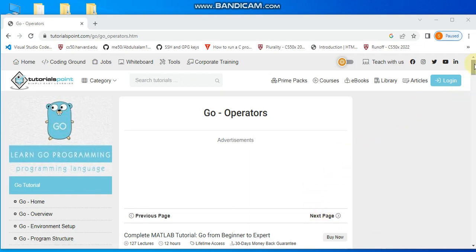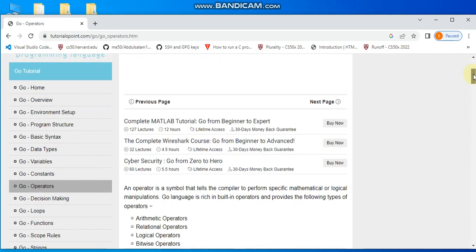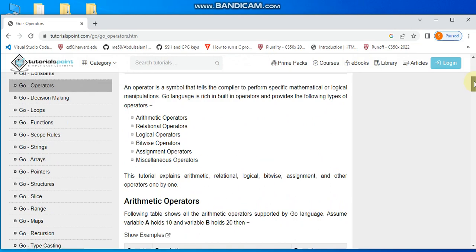So here we are talking about operators in Go. That is operators that can be performed on variables and in our code so that we can get some desired output. So Go operators. An operator is a symbol that tells the compiler to perform specific mathematical or logical manipulation.